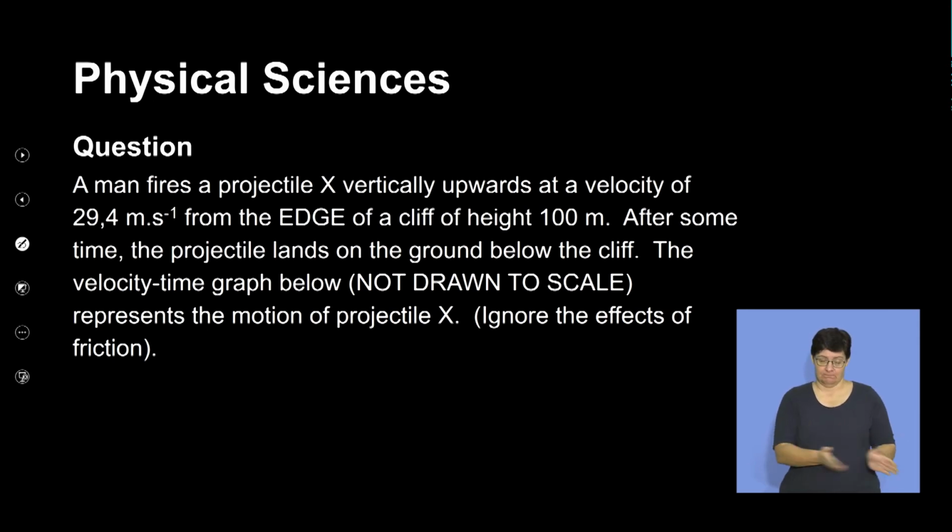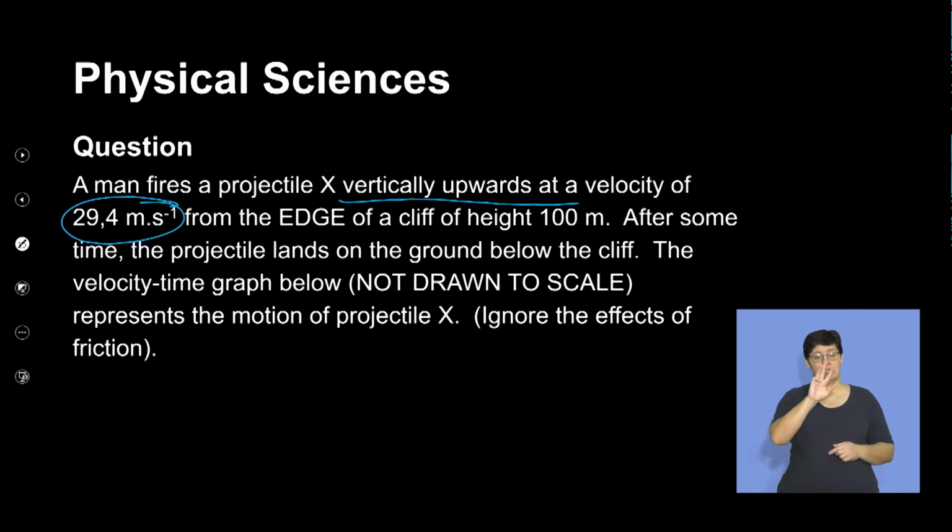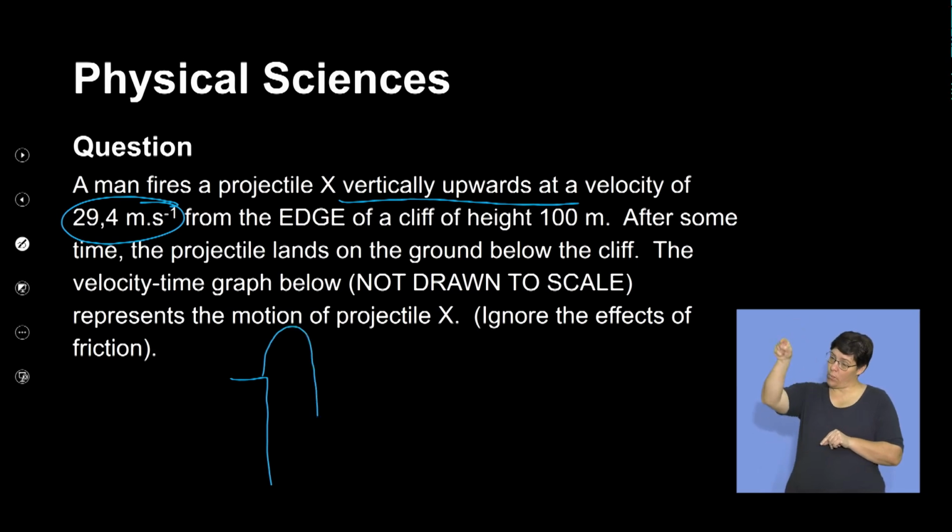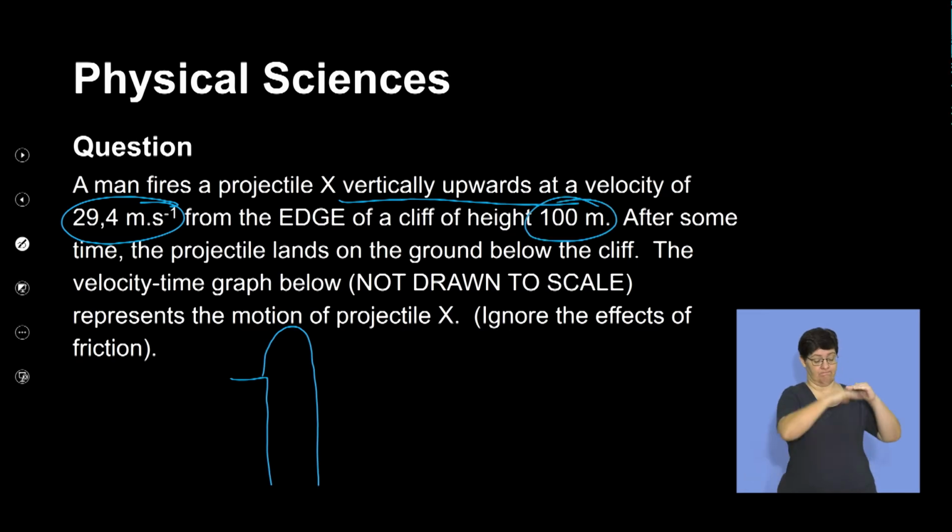Next one. A man fires a projectile. It can be anything, okay? Vertically upwards, there we go, with a velocity of 29,4 from the edge of a cliff. So again, I've got the edge of a cliff, he's thrown it up, and then it comes back down. The height of the cliff is 100 meters, so that's going to be a displacement. After some time, the projectile lands on the ground below the cliff. The velocity time graph, which you'll see next, shows the motion, and it's not drawn to scale.